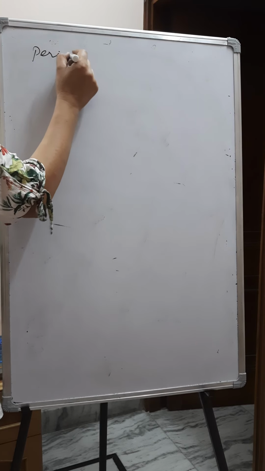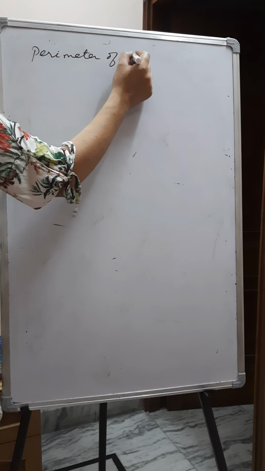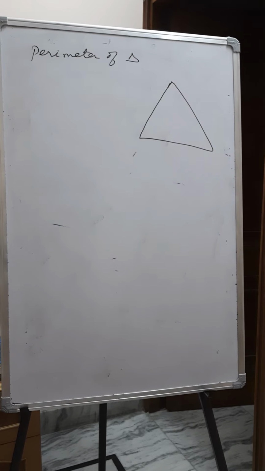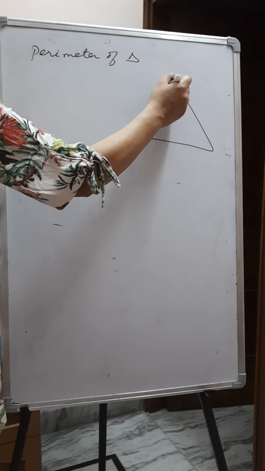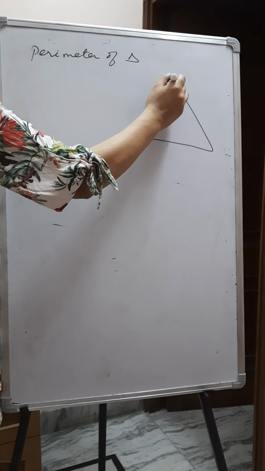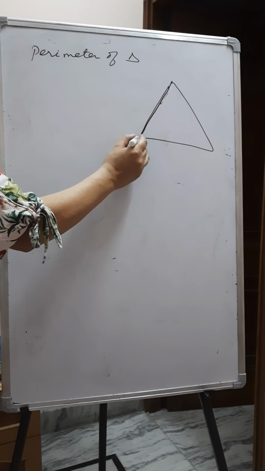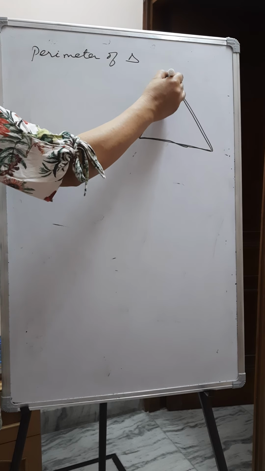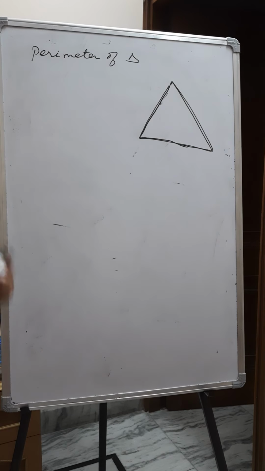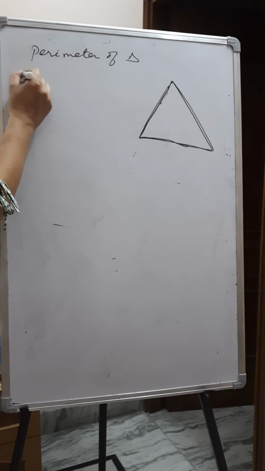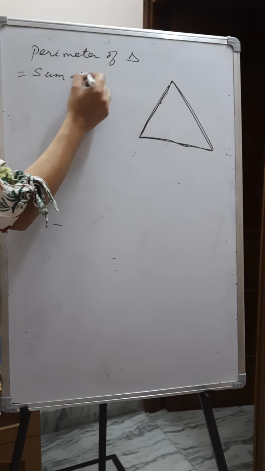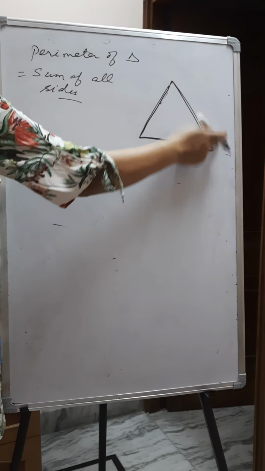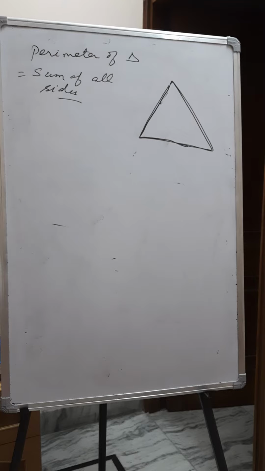Perimeter. Perimeter of triangle. Again, I have explained in the previous concept of rectangle and square that it is the boundary. If a person starts running from here, reaches here, then runs to this side, then to this side and reaches the starting point, this is called the perimeter or the boundary. It is the sum of all sides. Whatever the measurements of these sides are, add these sides, it is the perimeter of the triangle.